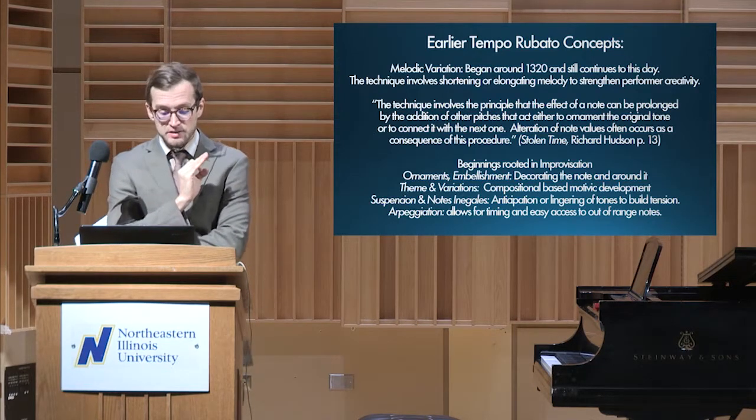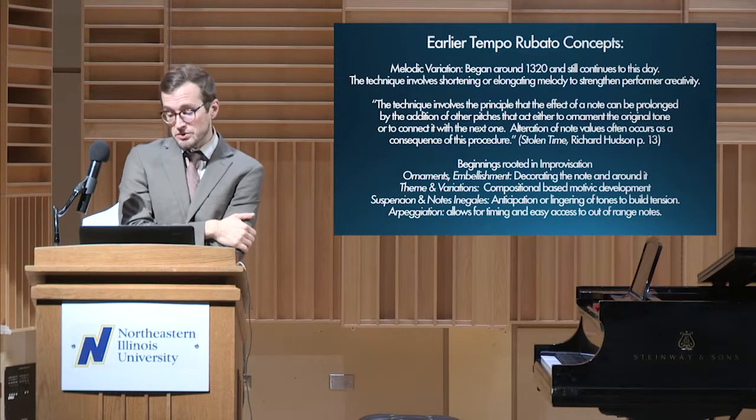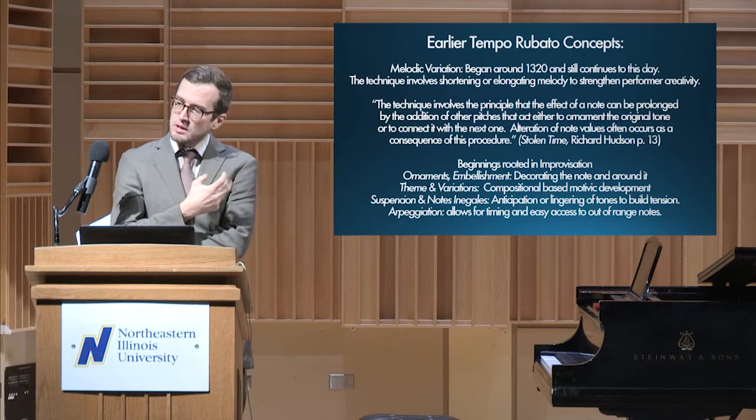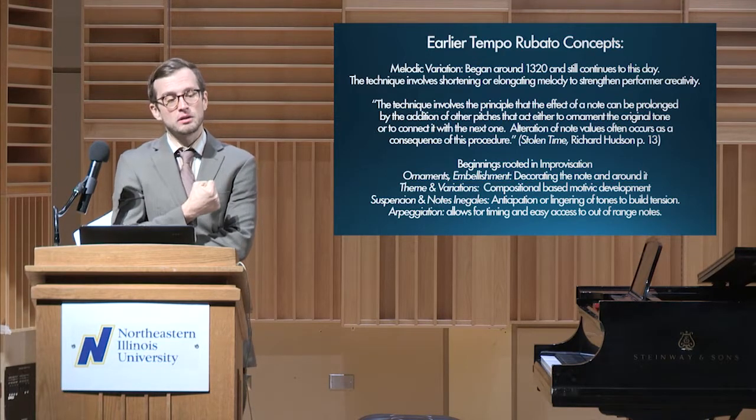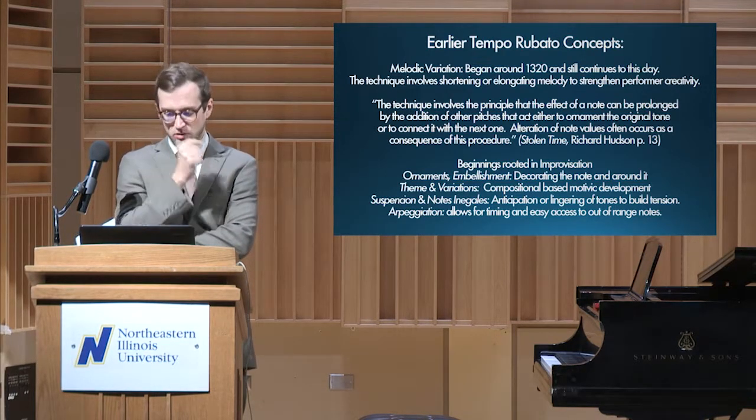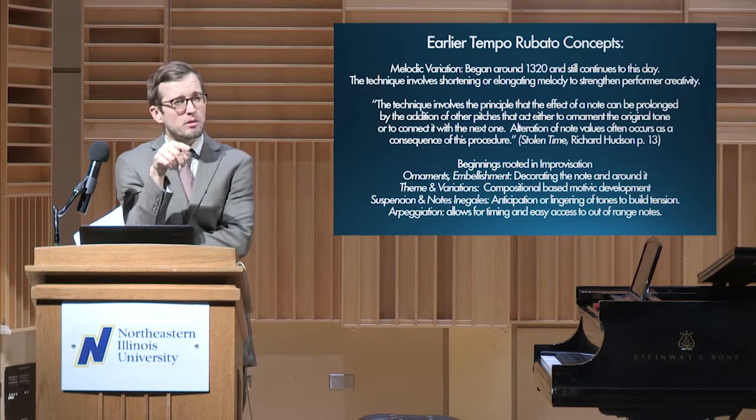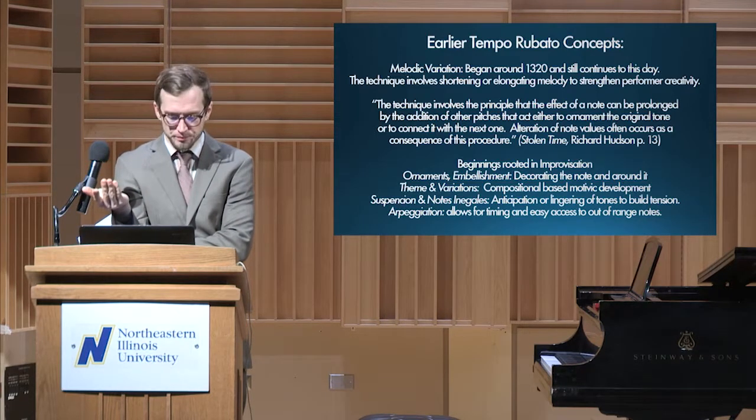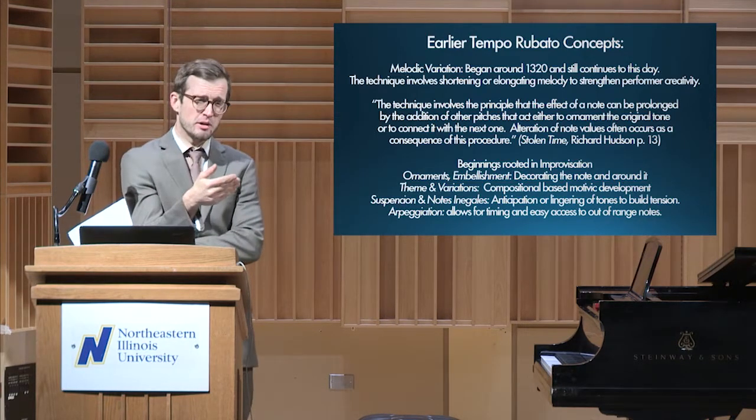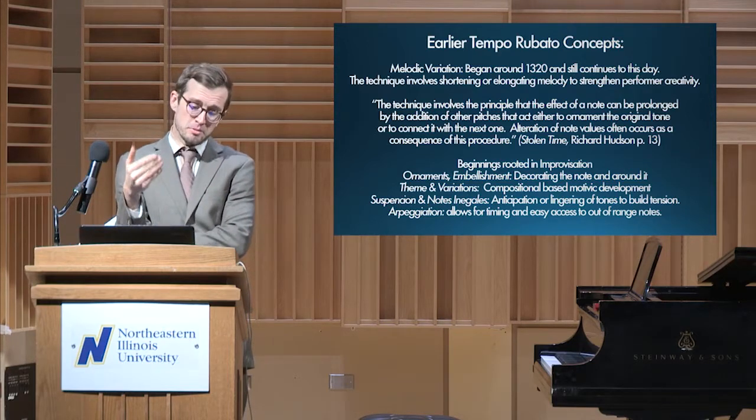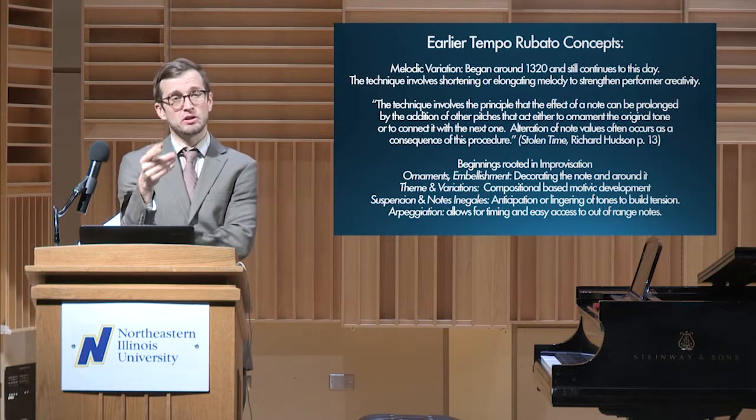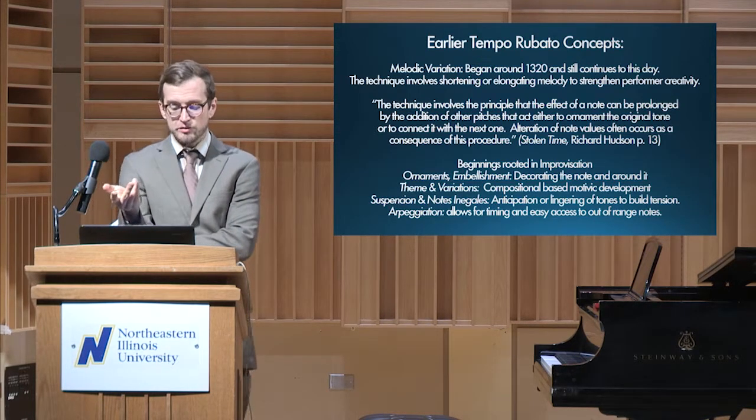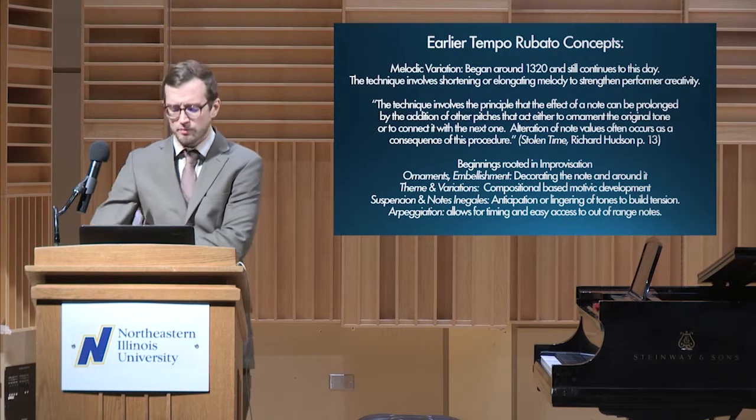Suspension and notes inégales are the anticipation or lingering of tones to build tension. The idea of the suspension is affecting or grabbing the melody so as to hold on. This affects the idea because the whole concept of time is to get to the pure pitches, and they're surrounded by tension. So arpeggiation was another idea that became associated with tempo rubato. Usually when you're arpeggiating, you're speeding up or slowing down, kind of naturally along with the melody, and this allows for timing and easy access to out-of-range notes.